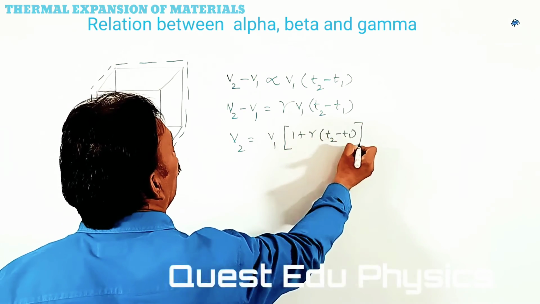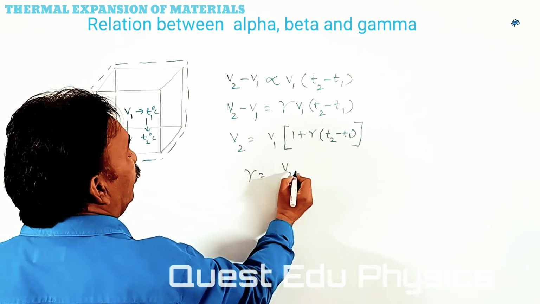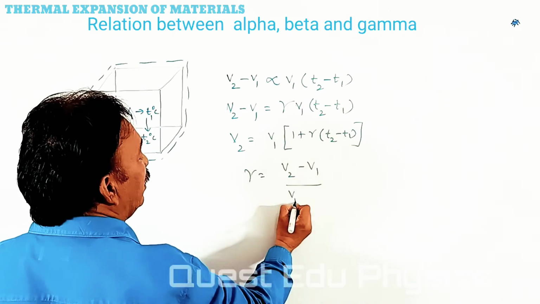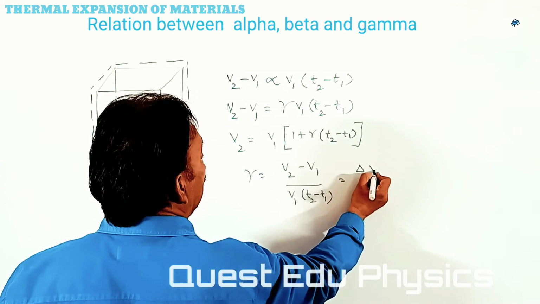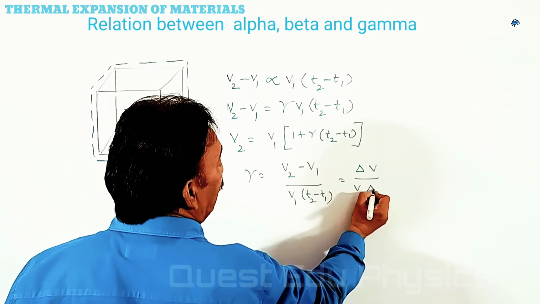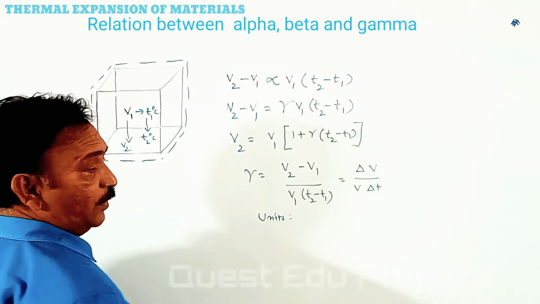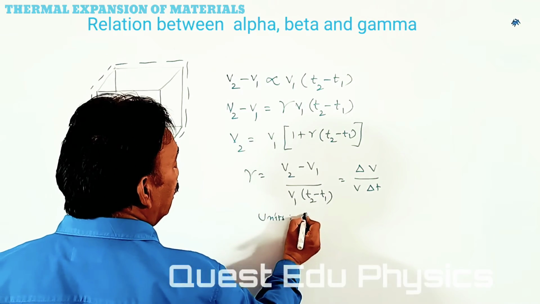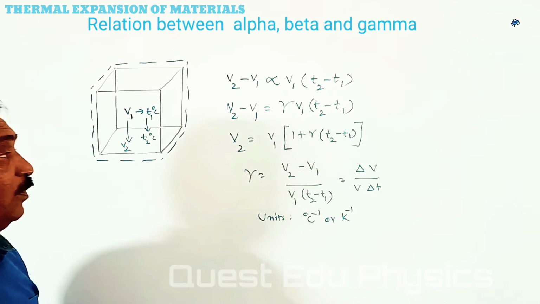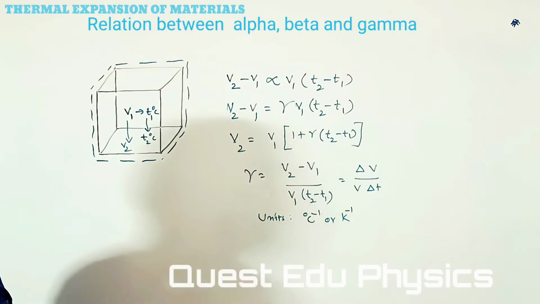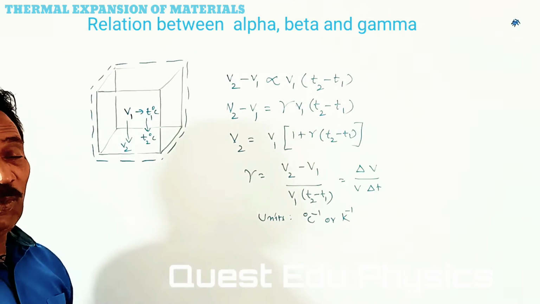Okay, students. Or gamma is equal to V2 minus V1 by V1 into T2 minus T1, or we can write it as delta V by V into delta T. Units are the same as linear and areal expansions, degree centigrade inverse or Kelvin inverse. These are the coefficients of linear expansion, areal expansion and cubical expansion, students.